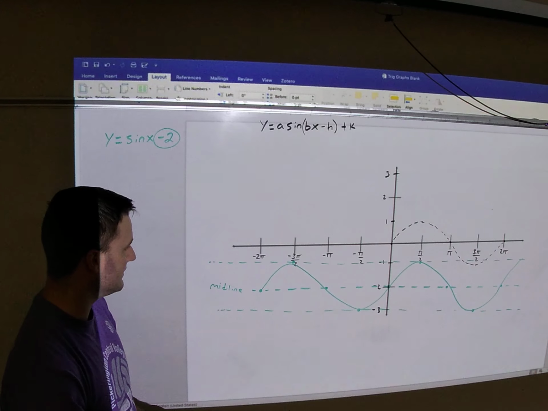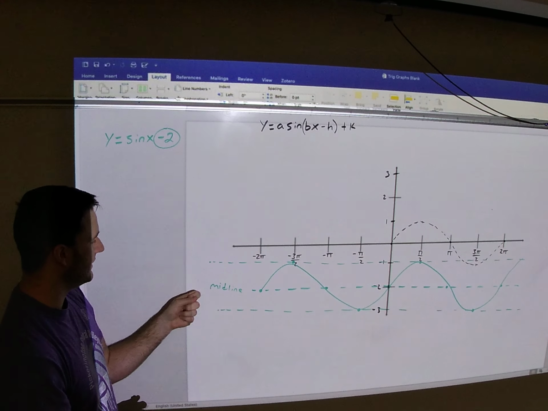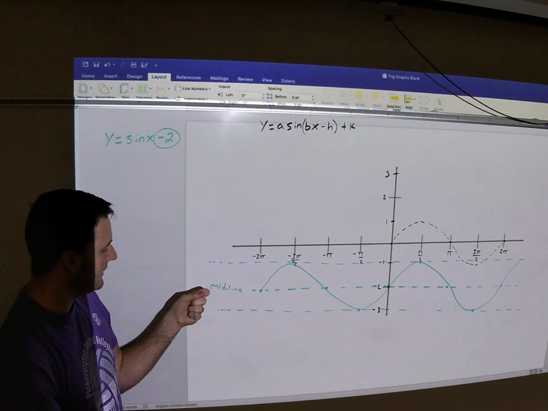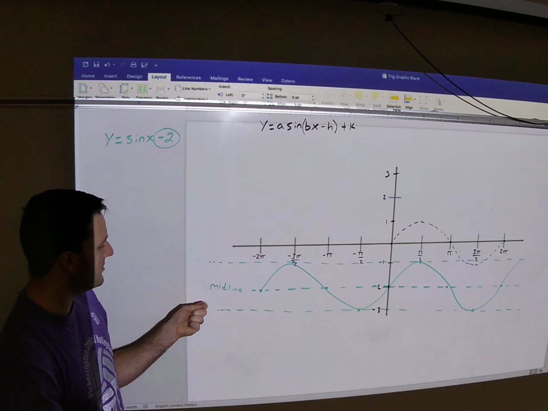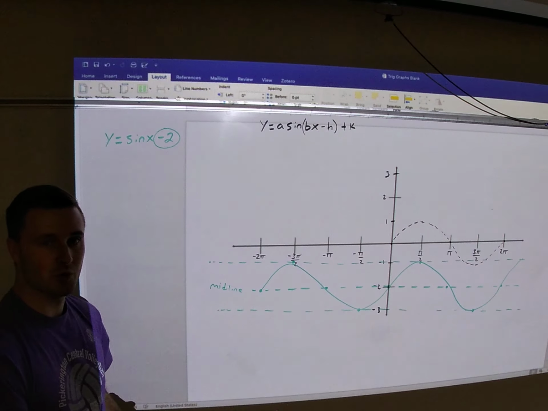So I would give you the advice that whenever we have a vertical shift, label your midline with a dotted line, and then find your maximum and your minimum and draw 2 more dotted lines.